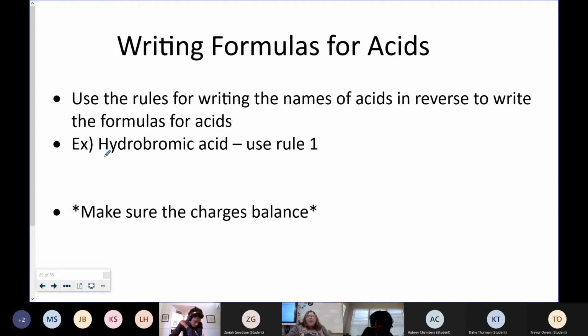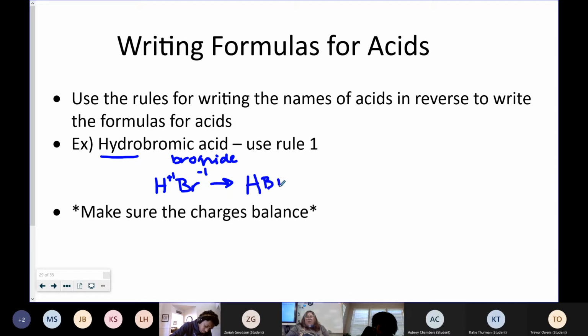So if we had hydrobromic acid, it has that prefix of hydro, so that's how we know this is bromide. So remember, bromide is off the periodic table. It's Br. It's in that group 7A, so your halogens, so it has a -1 charge. All acids start with hydrogen, which has a +1 charge. So whenever we balance our charges, there's just going to be one of each. So it's going to be HBr. And remember, these acids are aqueous.